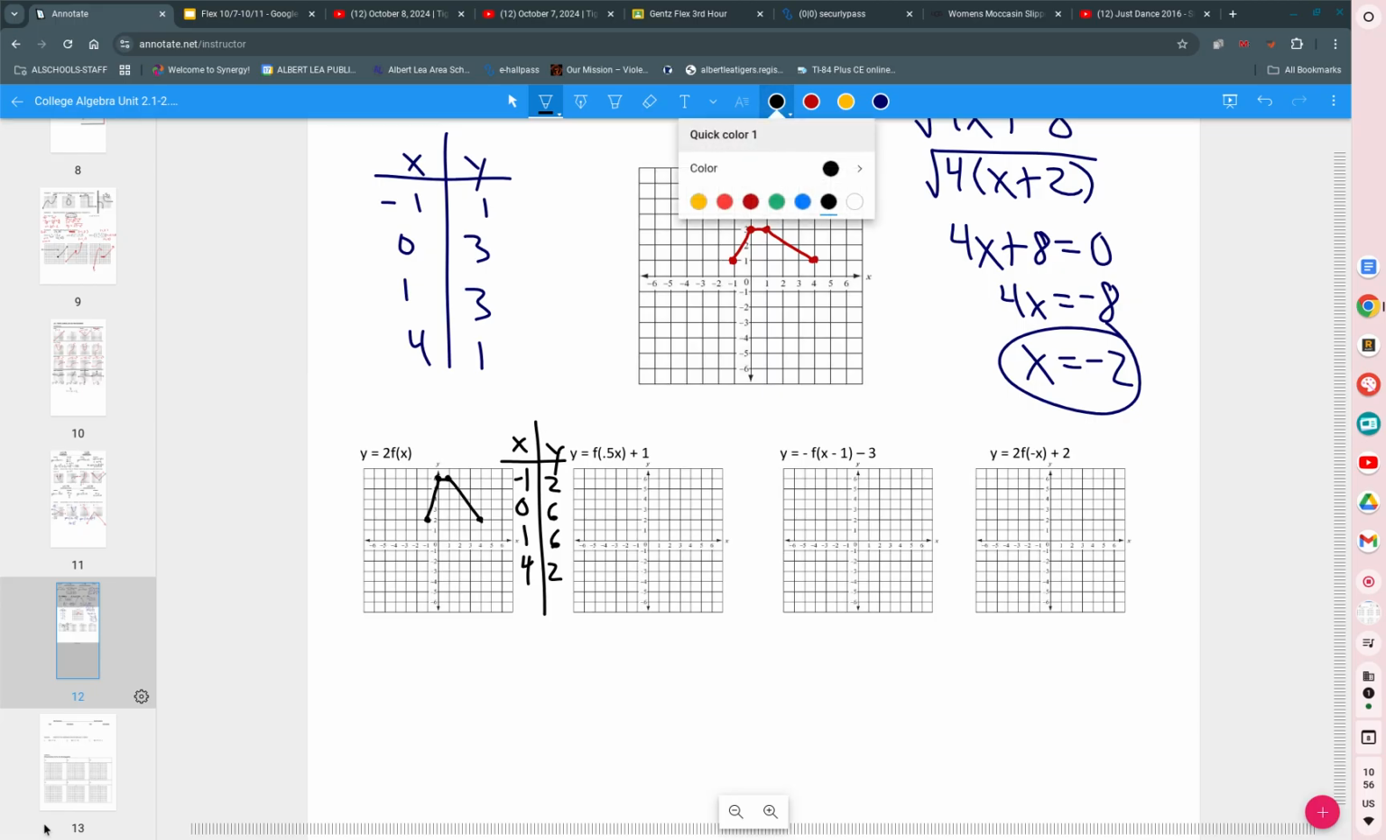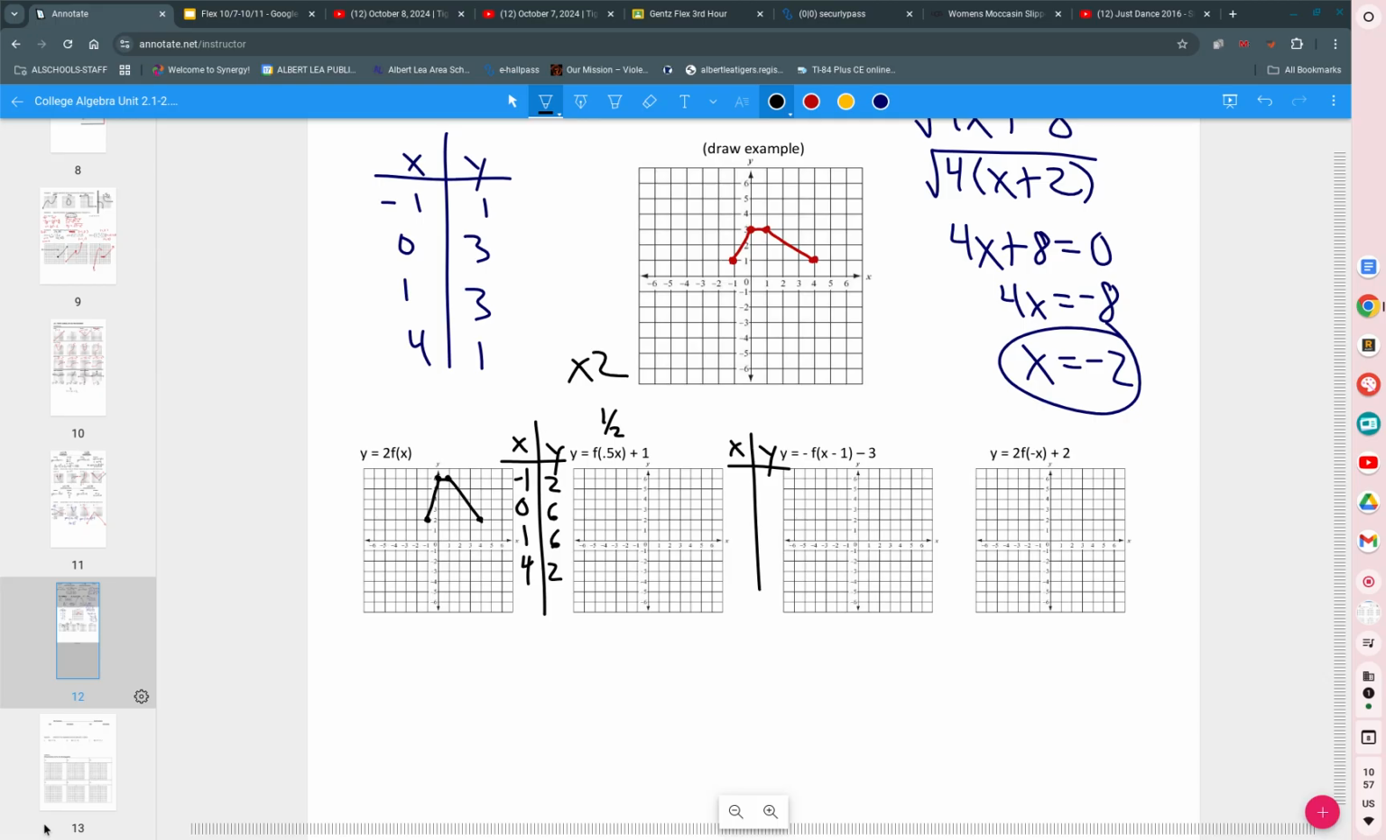Look at our next one. Now I've got this 0.5 on the inside. Does this 0.5 impact it horizontally or vertically? Horizontally. And when it's on the inside, it's opposite of what I think. So this number is 1/2. So is 1/2 going to make it smaller or is it going to make it bigger? Bigger. Makes it bigger. It's opposite of what you think. It's going to make it bigger by a factor of 2.